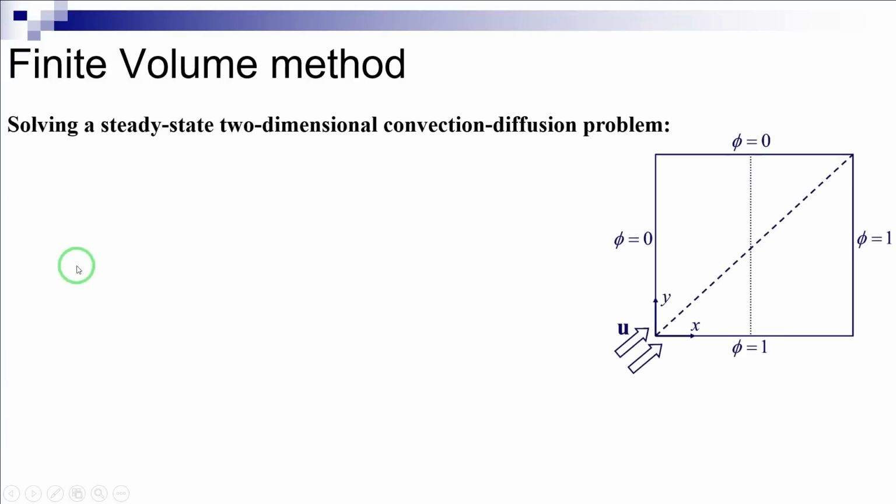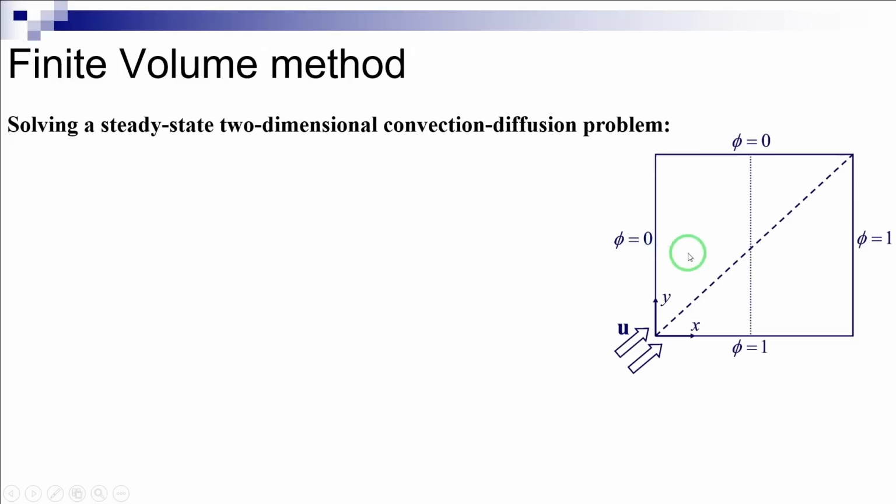Solving a steady state two-dimensional convection diffusion problem. Consider the convection of the scalar quantity phi in the squared domain as shown here in this figure. The boundary conditions on the surface of the control volume are shown in this figure. Along the southern and eastern boundaries, phi is assumed to be 1, whereas along the northern and western boundaries, it is equal to 0.